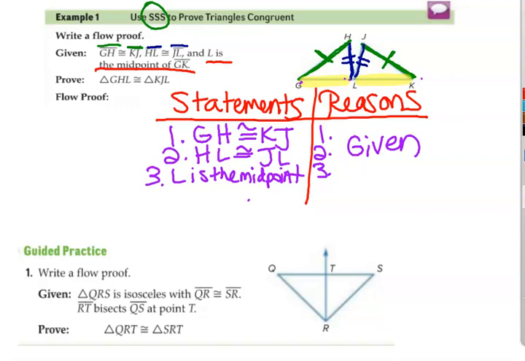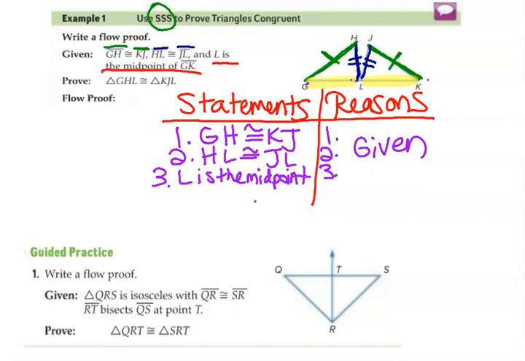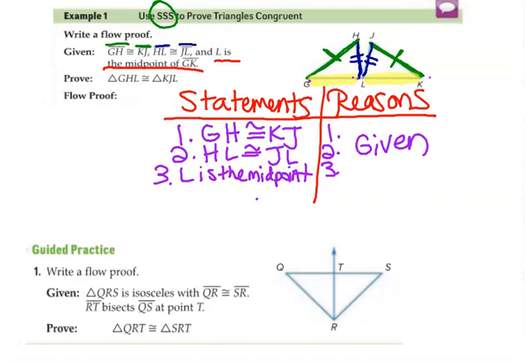Now what do we do from there? Well, we need to be specific on what we want, what 2 lines are congruent. So like I said, the order matters. All right, so G to L, so line segment GL is congruent to K to L. And what is the reason? Well, the reason is because of the midpoint theorem.